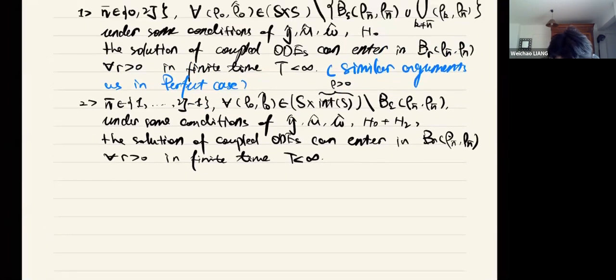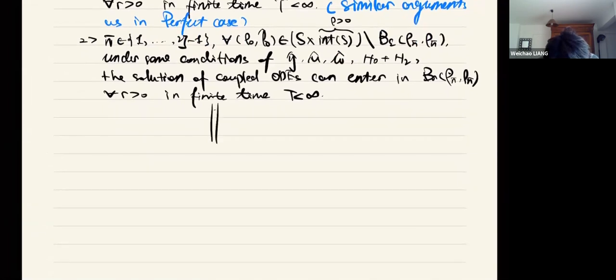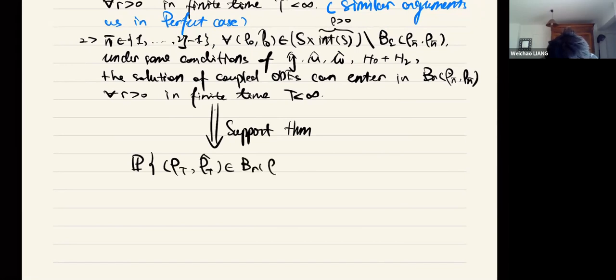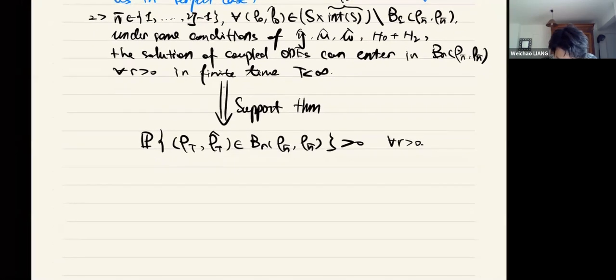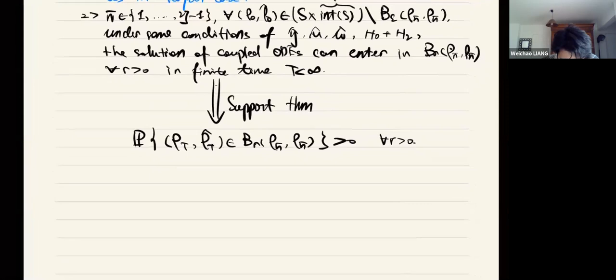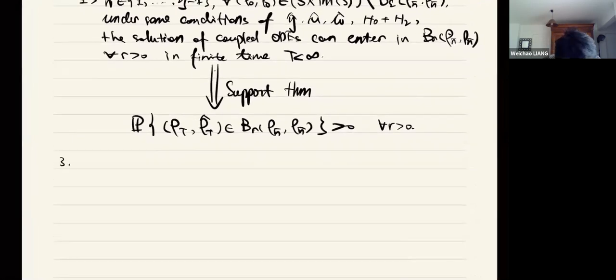Under these two results, just by applying the support theorem and by similar arguments, we can show the probability is strictly positive for all positive R. Okay. And the third step, it's the same, in fact. And we just apply the Feller continuity.